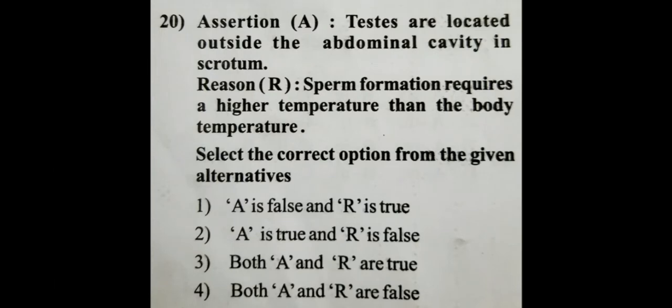20th. It is in a statement form. Assertion A. Testes are located outside the abdominal cavity in the scrotum. This is a correct statement. And reason R. Sperm formation requires a higher temperature than the body temperature. No, this is wrong because sperm formation requires a lower temperature than the body temperature. So the second option is the right answer. A is true, R is false.